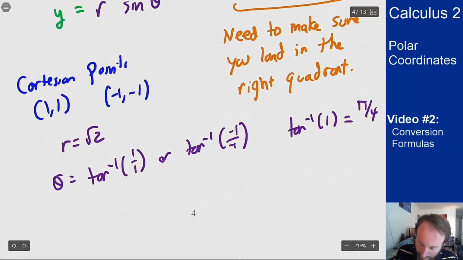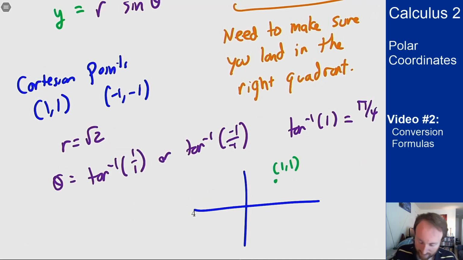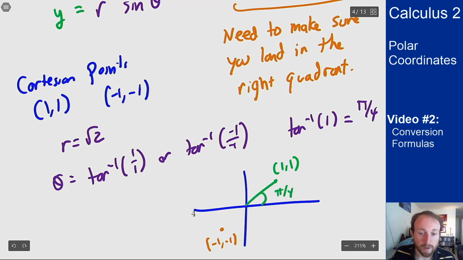If I look at a graph, (1, 1) is up here, and (-1, -1) is down here. So this one does in fact have an angle of pi over 4. What about the other one? Turns out the other one goes the exact opposite direction. So to get that angle, I have to go around to pi, and then plus pi over 4. So this actually is 5 pi over 4 to give me that angle down there.